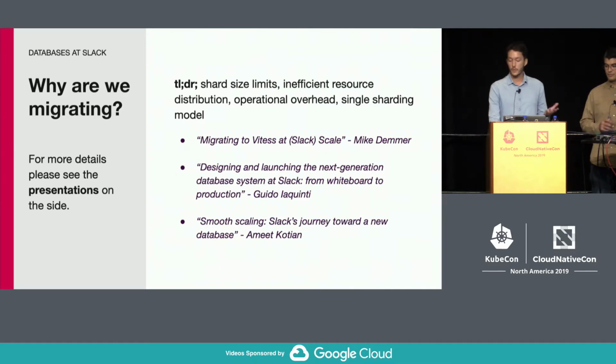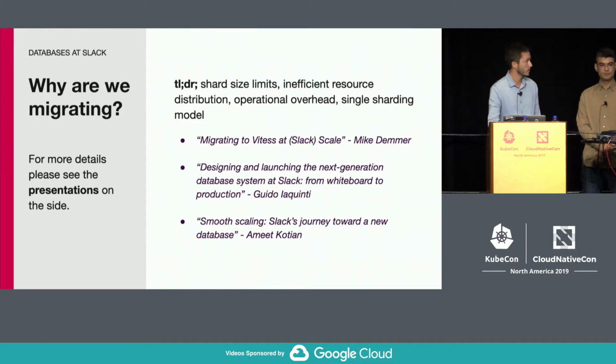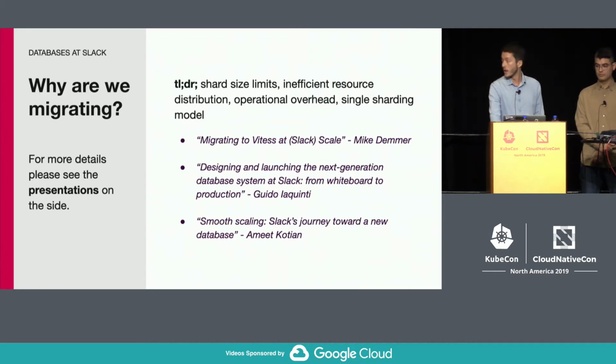So due to time constraints, we are not going to go into much detail about why we are moving away from our previous architecture, or why we chose Vitess, or how it works, as all of those topics have already been covered in a few presentations that we link here in this slide. The TLDR is anyway that we wanted to support different sharding models that our product can benefit from, as well as work around some shard size limits, improve our inefficient resource distribution and the operational overhead that was required to run the previous architecture.